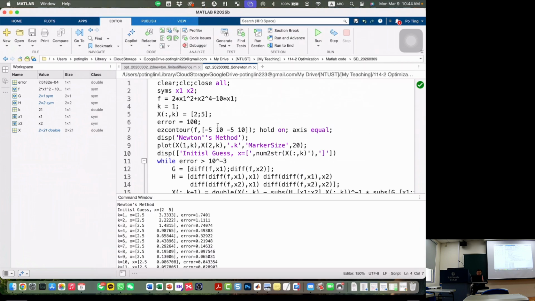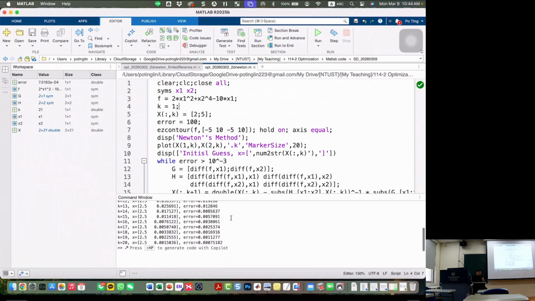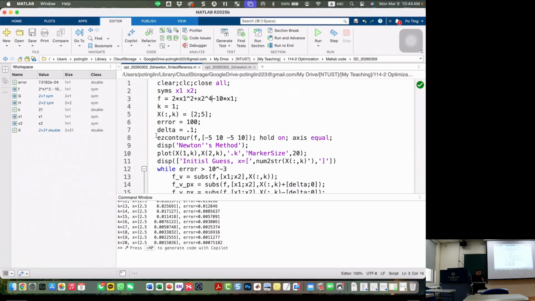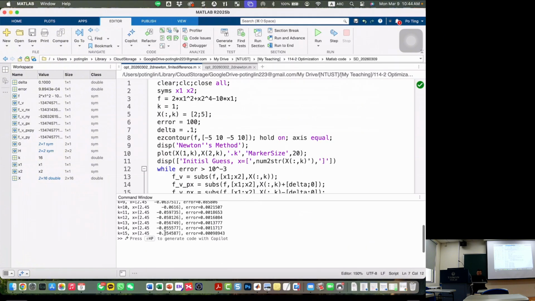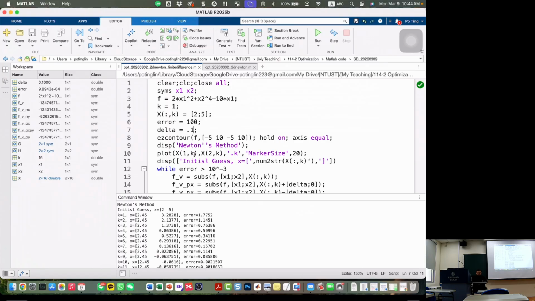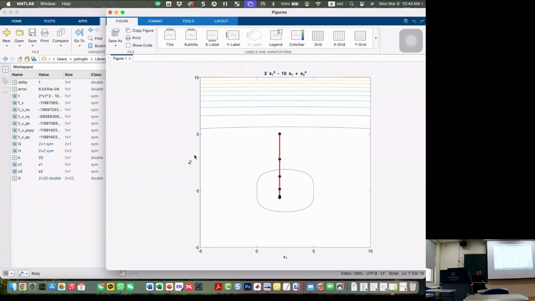Newton's method was able to find it with quite accurate estimation of the derivatives, and it requires 20 iterations. So let's solve the same problem with finite difference, but here your delta is quite poor, a pretty big delta, and let's see how many iterations it needs. 15 times, how come? How come faster? How about delta equals 1? Super poor.